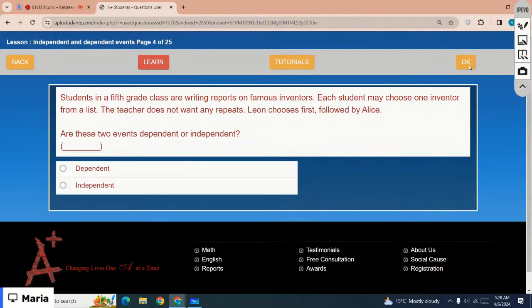Students in a fifth grade class are writing reports on famous inventors. Each student may choose one inventor from a list. The teacher does not want any repeats. Leon chooses one, followed by Alice. Yes, they are dependent events. The correct option is dependent.